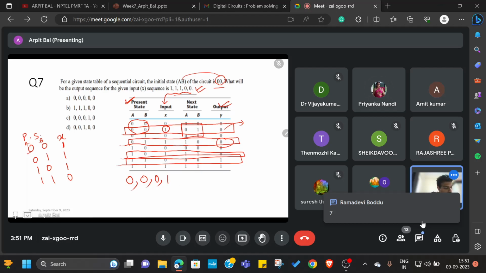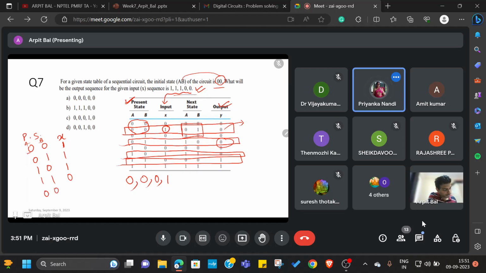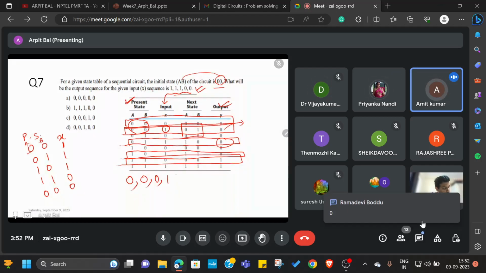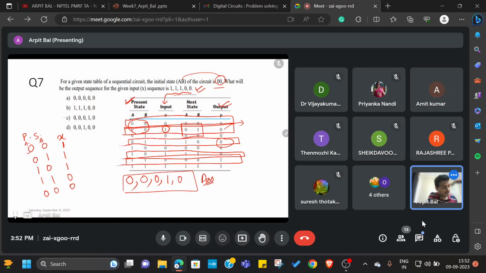Correct. Okay, let's do the last one as well. So for the last one, what is the present state? 0 0. Next, and the output is 0. Okay, input is 0. And the output is 1. Sorry, 0. 0 0. Okay. So this is our required sequence. That is option C.